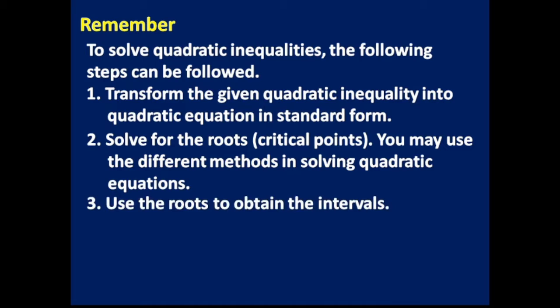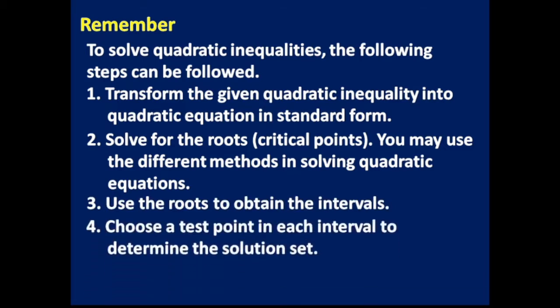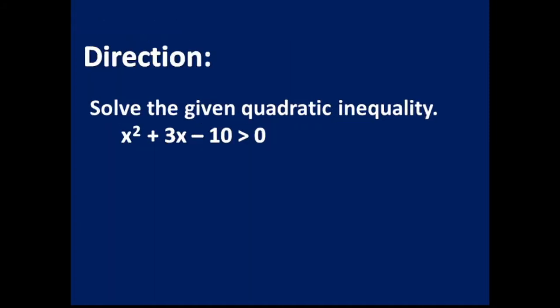Step 3. Use the roots to obtain the intervals. Step 4. Choose a test point in each interval to determine the solution set. And Step 5. Graph the solution set. For the given direction, solve the given quadratic inequality x squared plus 3x minus 10 is greater than 0.